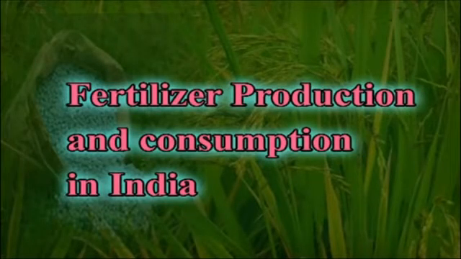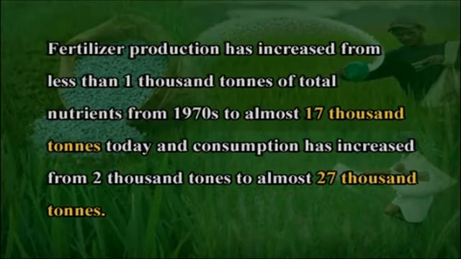Coming to fertilizer production and consumption in India. Fertilizer production has increased from less than 1000 tons of total nutrients from 1970s to almost 17,000 tons today, and consumption has increased from 2000 tons to almost 27,000 tons.